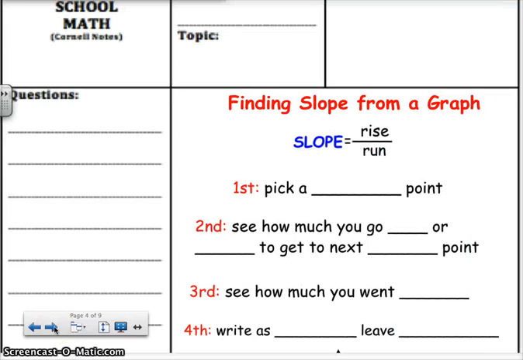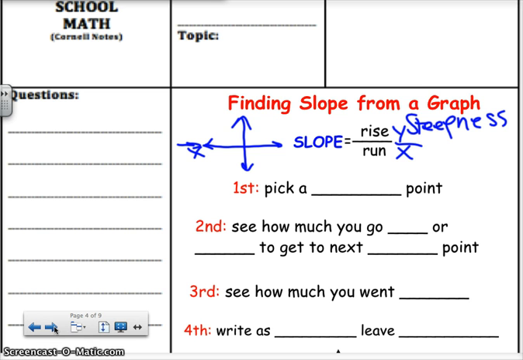Finding slope from a graph. So slope is representing steepness. When you think about steepness, you think about your height, how quick your height is changing. Height is aligned with y. Okay? Run, when you think about a coordinate plane, we run this way, that's the x. So it's really y over x.